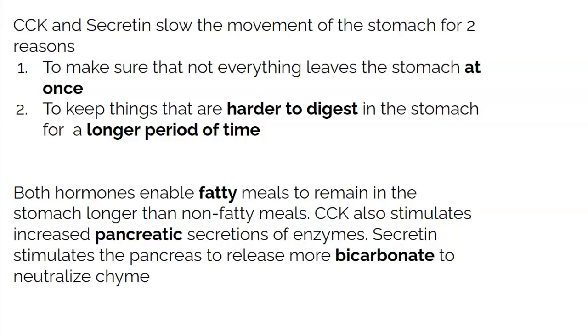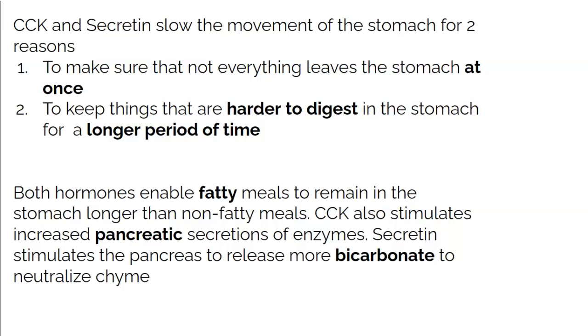It also is there because when things are harder to digest, so if you're eating something that is a very complex carbohydrate, or not a carbohydrate, but a protein or something like that, we want to keep it in there a little bit longer to get broken down just a little bit more. So we keep it in there for a longer period of time, okay? Both these hormones enable fatty meals to remain in the stomach longer than non-fatty meals. So if you ate a meal full of fats, it's going to stay in the stomach a little bit longer, okay?